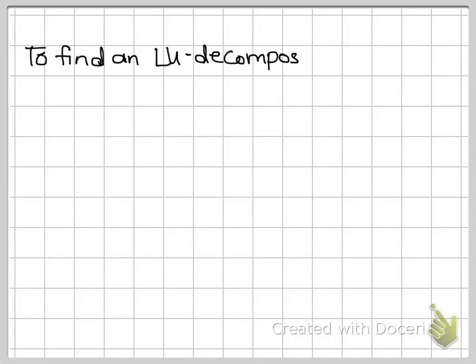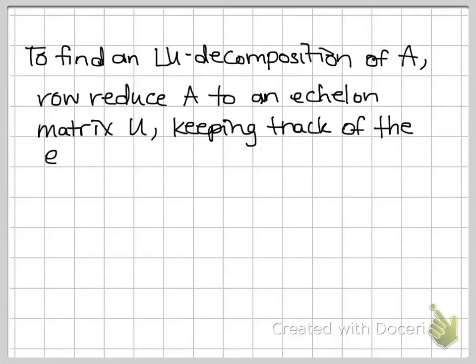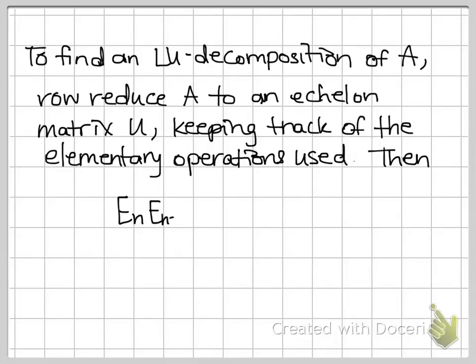So to find the LU decomposition of a matrix A, we want to do some row reductions on A to reduce A to an echelon matrix U, keeping track of the elementary matrices used to do that. So if E_n through E_1 are the elementary matrices that we used, starting with E_1 and working backwards, then E_n times E_(n-1) all the way to E_1 times A gives us U.